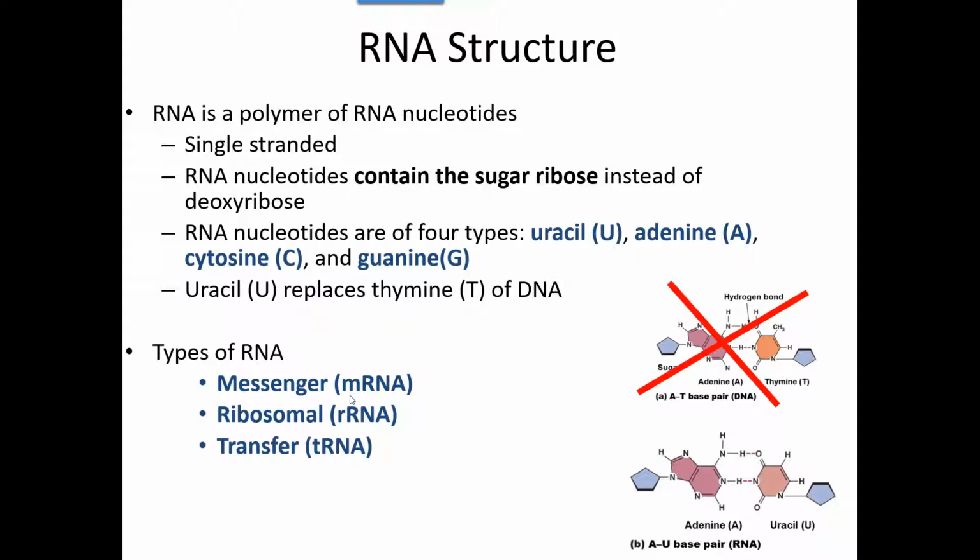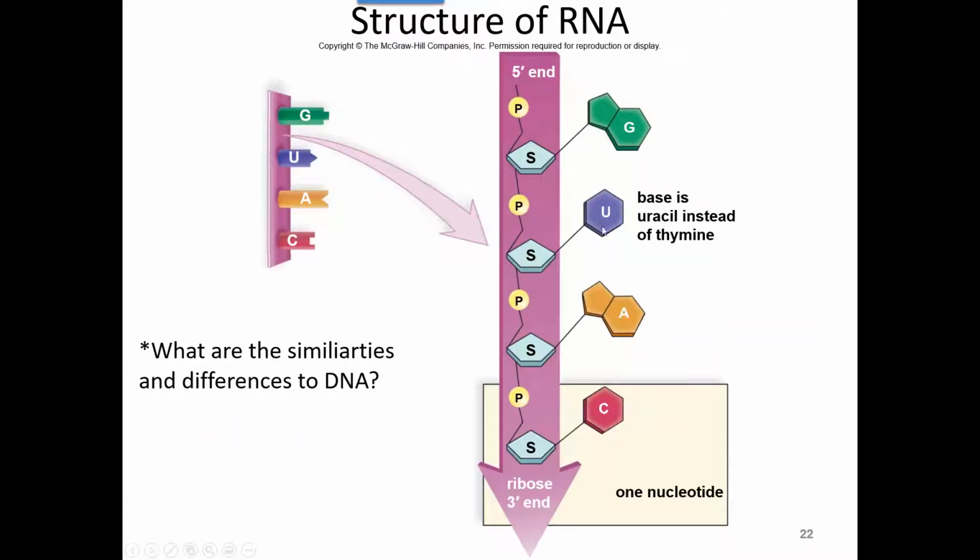This is showing the structure of RNA. It is, again, only single-stranded. It still has a phosphate, it still has a sugar, and it still has a nitrogen base. The only big difference is that its nitrogen bases are G, U, A, and C.